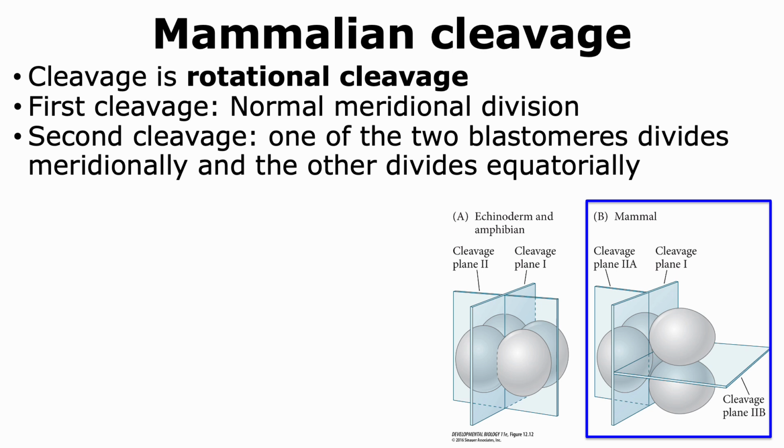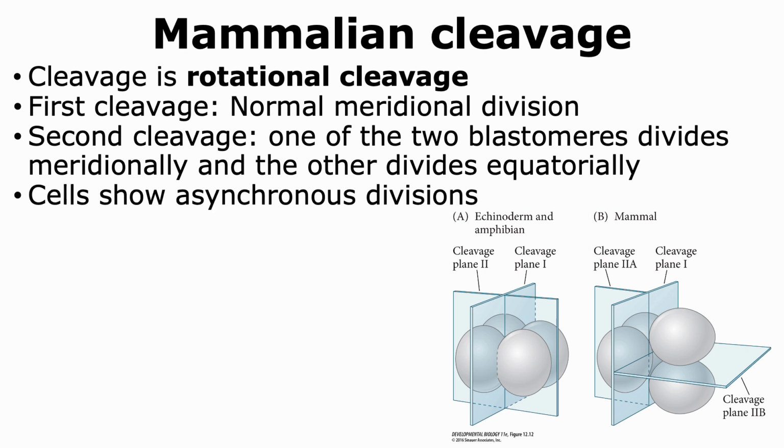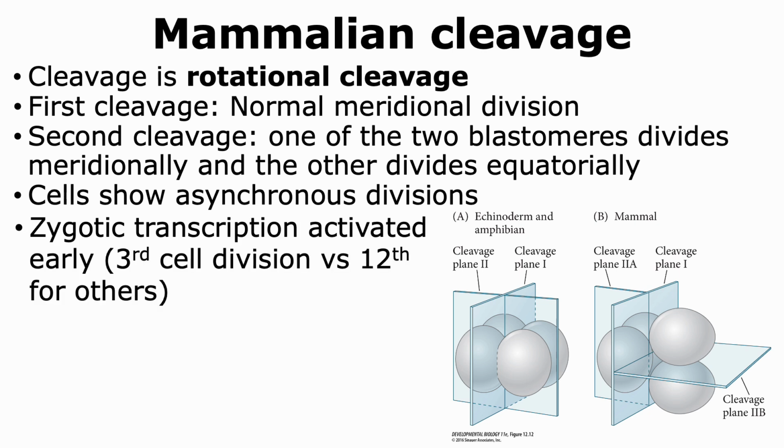So here in this picture, we are seeing how rotational cleavage is occurring. We can see that the two cleavage planes are perpendicular to each other, where one of the blastomeres divides meridionally, while the other divides equatorially. Now, in the case of mammals, the cells show asynchronous divisions, which means the cells don't divide at the same time. We normally observe synchronous divisions in a lot of other organisms.